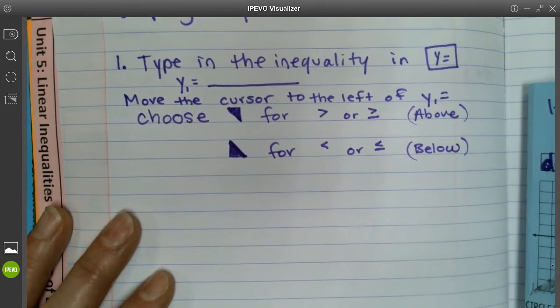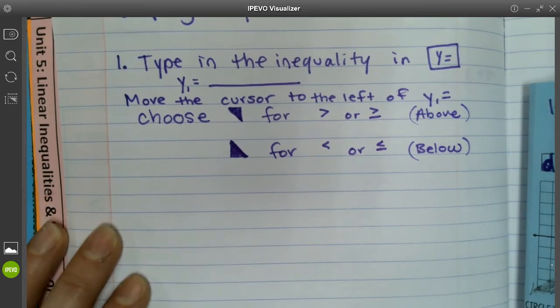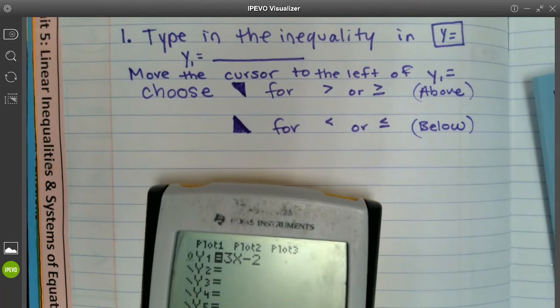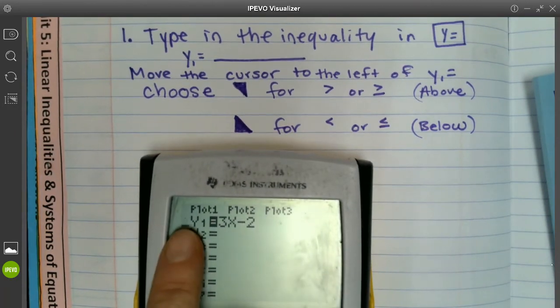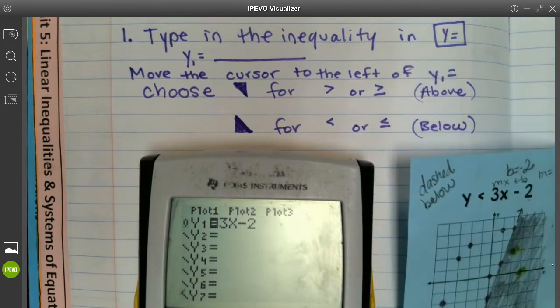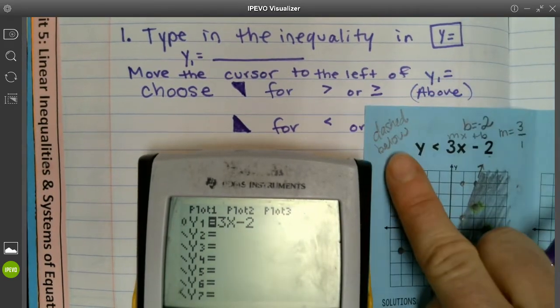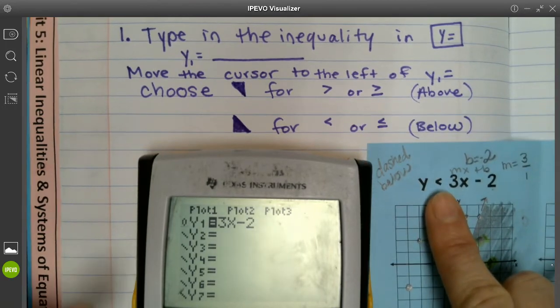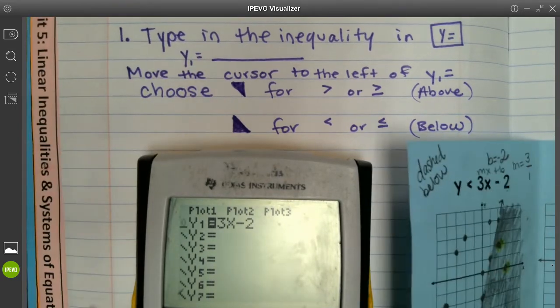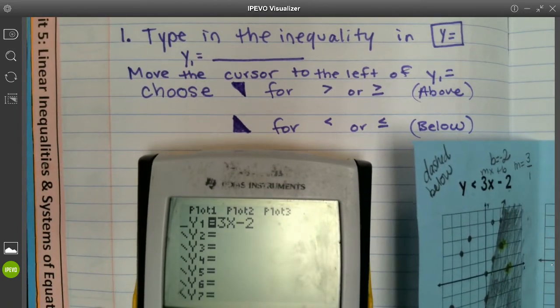So this represents how to shade it. I'm over here to the left of the y1 equals. This one, the one that we're doing, is a shade below. It's a less than. So we're going to choose the little right triangle that has it on the left side, the triangle on the left. So keep on pushing enter.